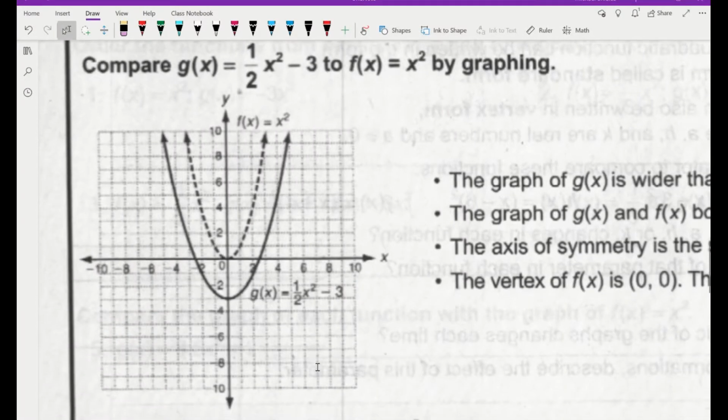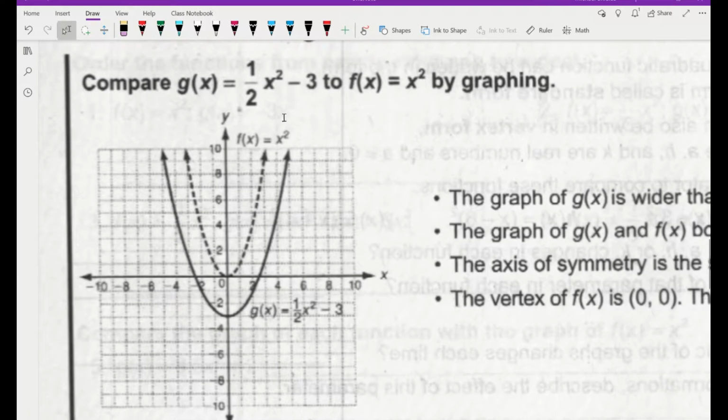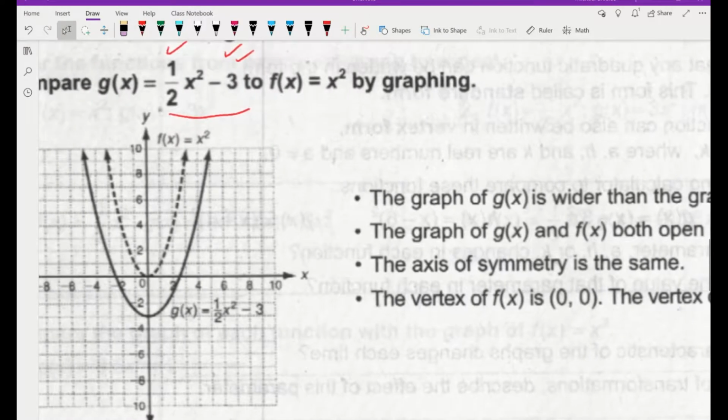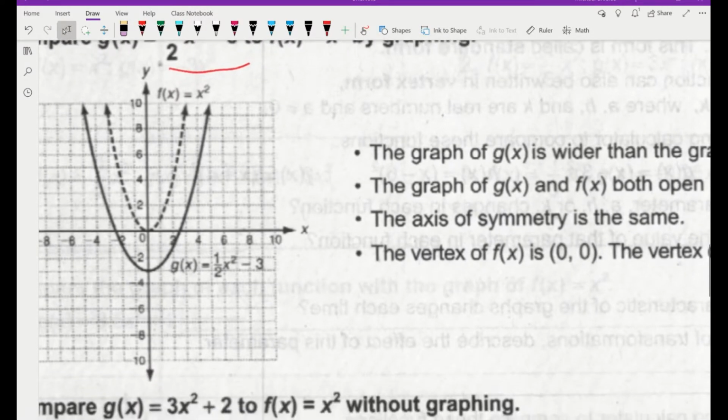Here we're just comparing graphs by looking at the equations. Like if we look at this g of x graph right here, if we look at the equation, it's 1/2, so it's wider. This means it's wider, and it's going to be down negative 3 units. And that's all it says here. It says we can move the points. It just talks about how the symmetry is still the same.